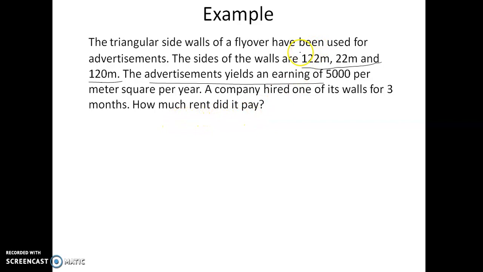So here the lengths of the 3 sides are given, that is 122, 22 and 120. Okay, let us take these as A, B, C. And they are going to put an advertisement inside the wall only. For that the cost is 5,000 rupees per meter square, per year. So here first you have to find out the area. A value 122, B value 22 and C value is 120, and find out the area.